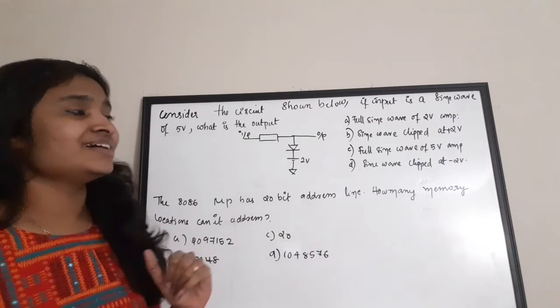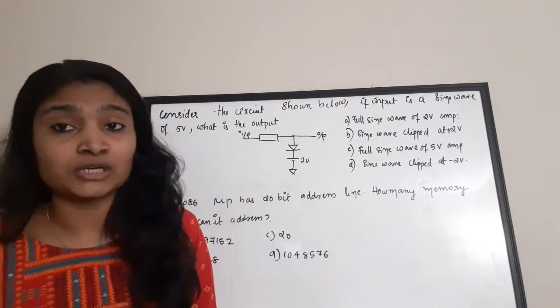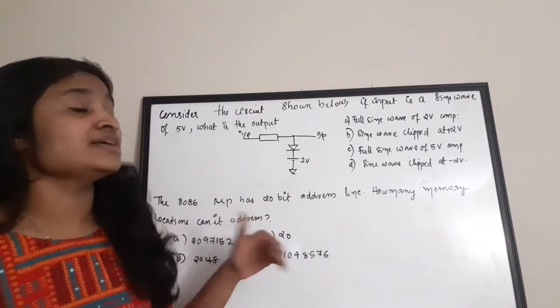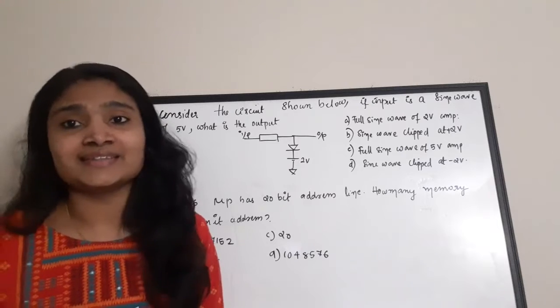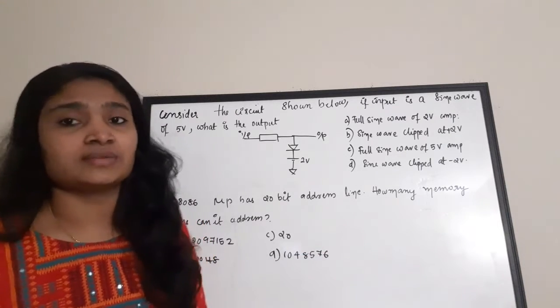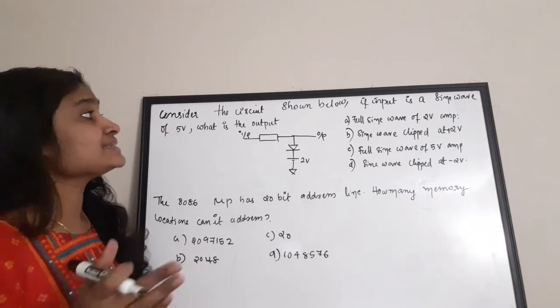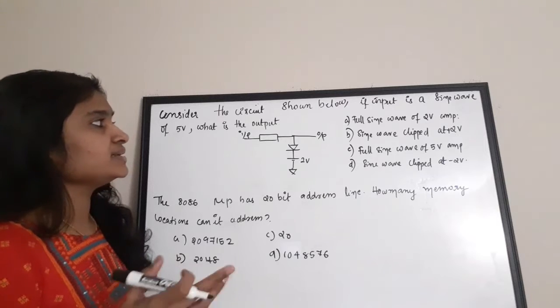In this part 1, we'll be seeing some questions. We'll be doing part 2, part 3, etc., for seeing all the questions from the Technical Assistant examination for electronics. So let us see what is the first question. Consider the circuit shown below. If input is a sine wave of 5 volt, what is the output?